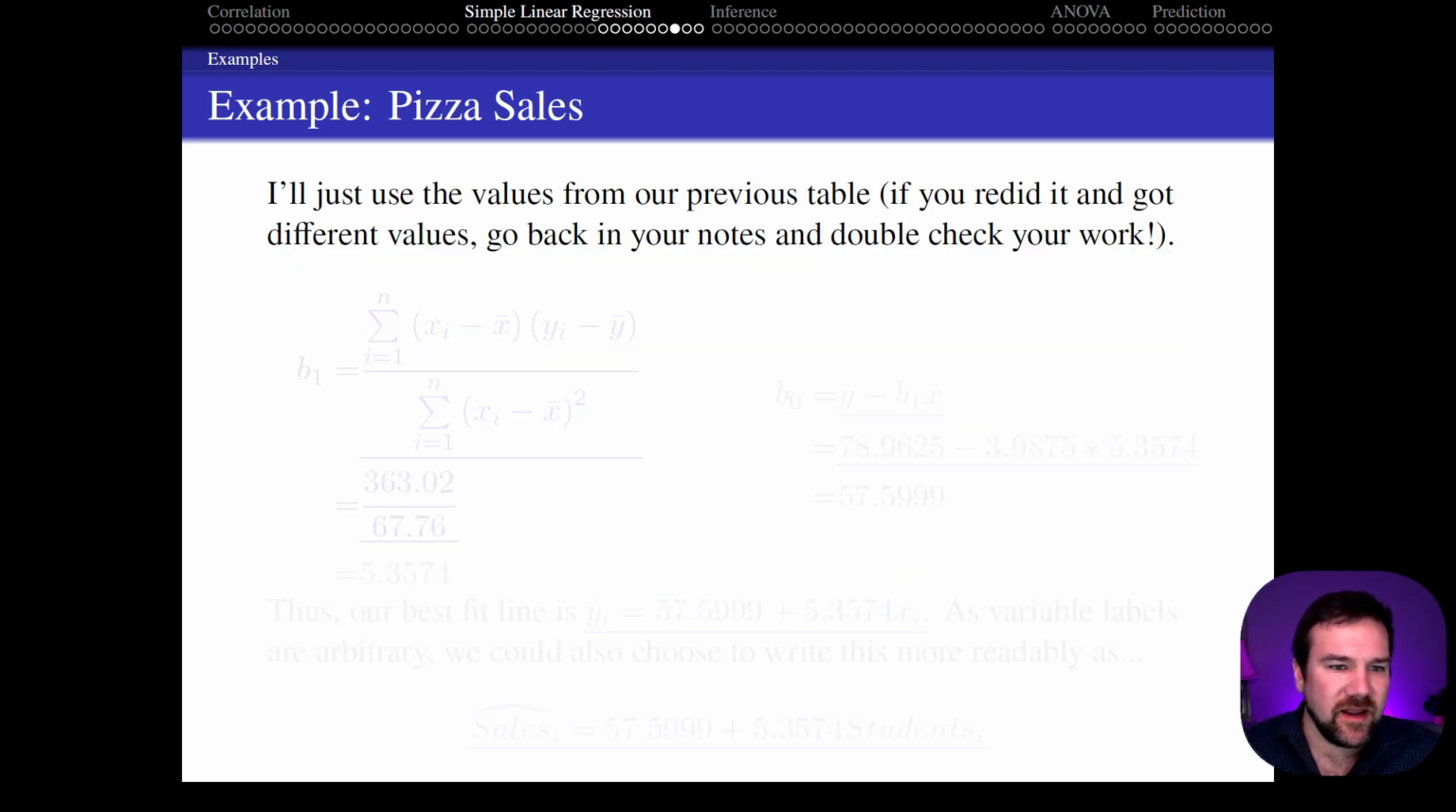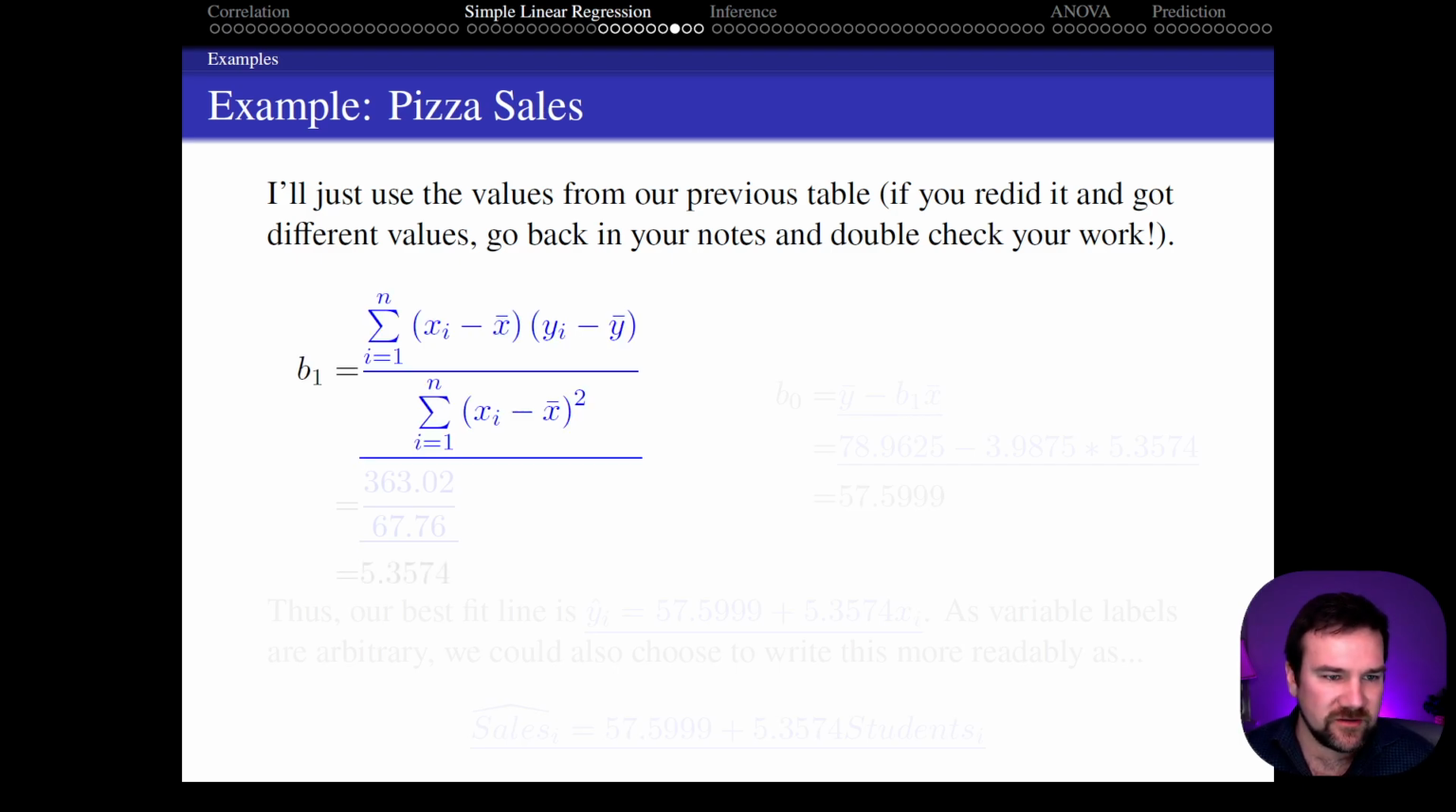All right, let's see how that went. So again, I'm just using values from the previous table. If you redid it, double check. And if you want to see the work, go to the previous table in your notes where we did it before in the correlation lecture.